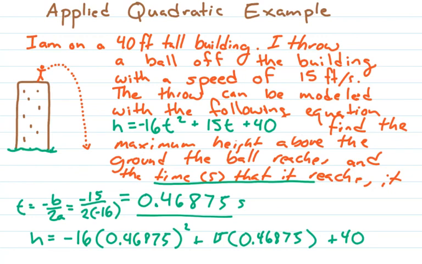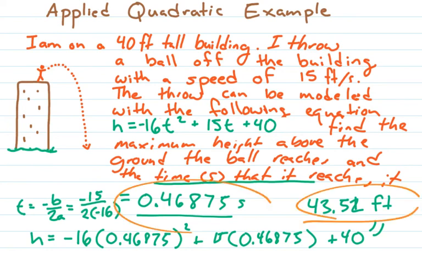And the maximum height, it turns out, is 43.51, or let's say 52 feet, okay? So the highest the ball reaches above the ground is 43 feet. And it reaches it at 0.47 seconds after the ball is thrown. Okay, I hope this helps you on your homework.